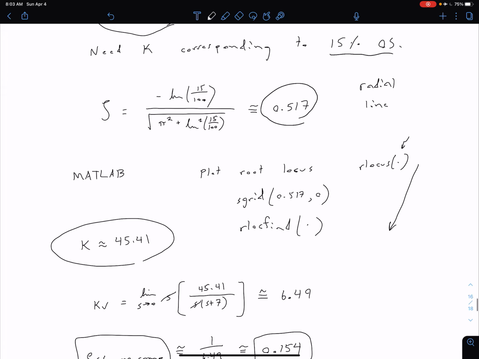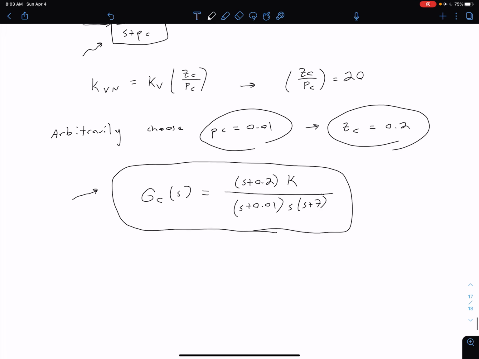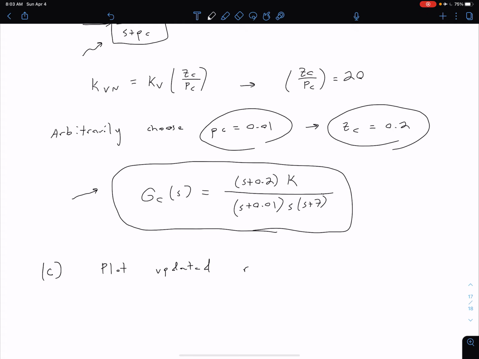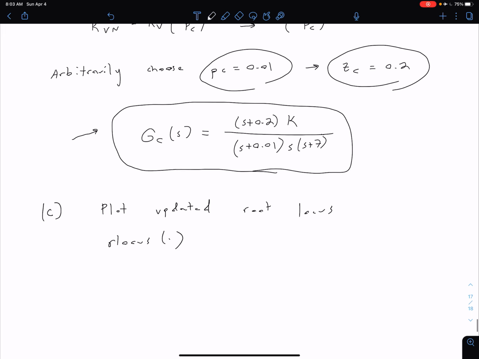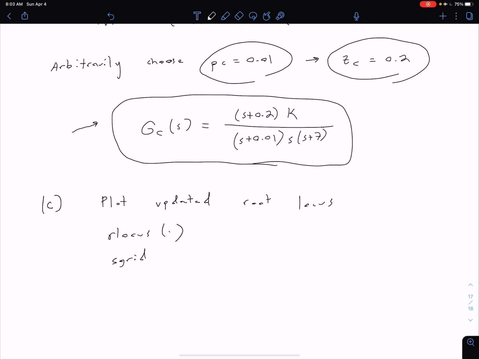So we plot our root locus. For part C, we want to use MATLAB again to plot the updated root locus. We're going to do that with the rlocus function, except now we have GC as our argument as opposed to the initial G. Again, we can overlay our desired damping ratio, that radial line, using the sgrid function. Finally, we can use rlocfind, and that's going to give us our gain value corresponding to that point that we manually select in our plot window.